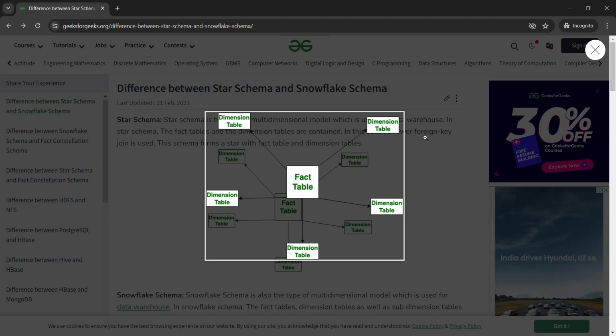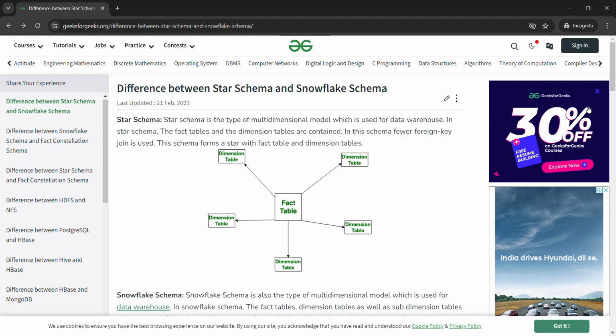So today in this tutorial we are going to discuss the difference between star schema and snowflake schema. So what is the star schema? Star schema is a type of multi-dimensional model which is used for data warehouse.